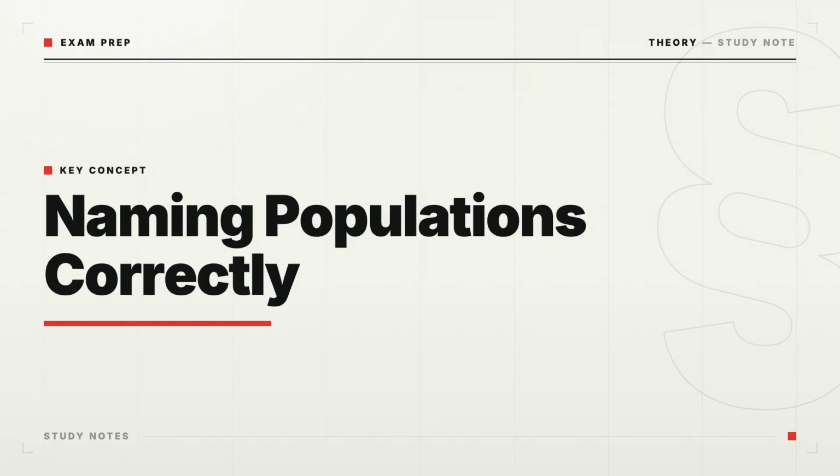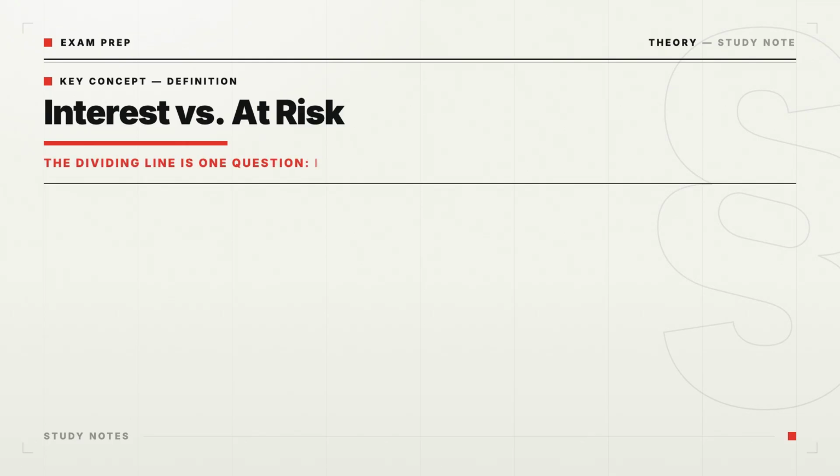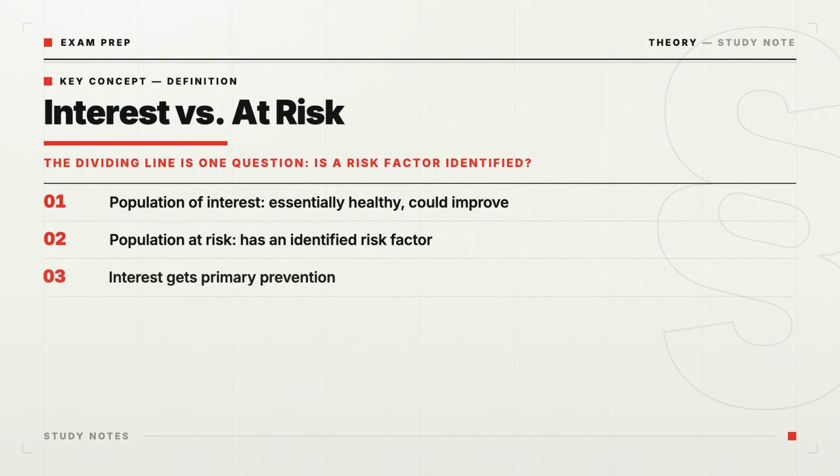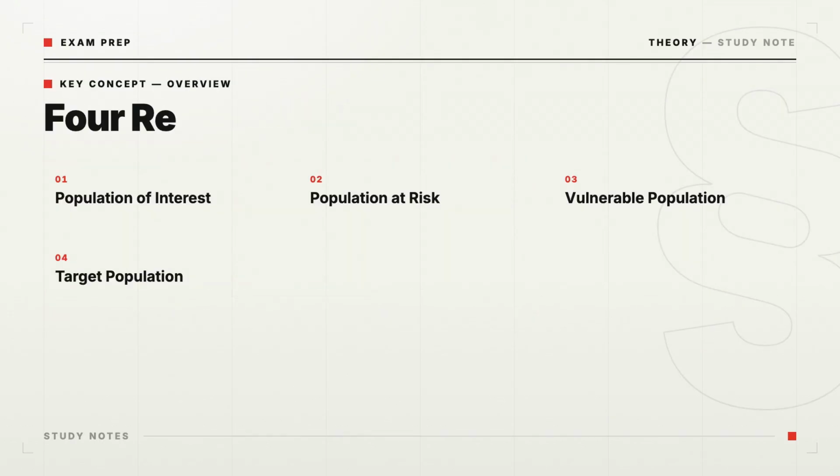Two classrooms in the same school need two different labels, and getting the label right decides what kind of program each group should receive. A population of interest is essentially healthy with room to improve, while a population at risk already carries an identified nameable risk factor. That single distinction determines whether a group needs primary prevention, like activity and nutrition education, or secondary prevention layered on top, like screening and early detection.